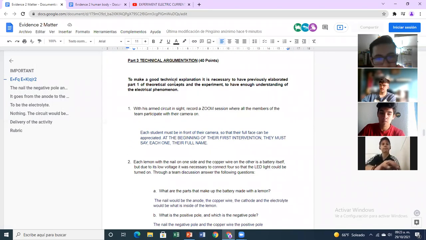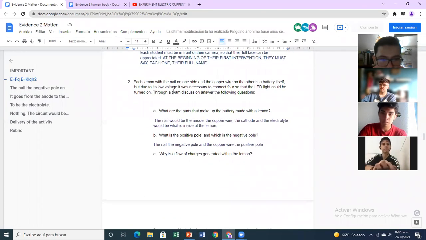Next, we are going to present the technical argumentation. My name is Diego. What are the parts that make up the battery made with a lemon? The nail will be the anode, the copper wire the cathode, and the electrolyte will be what is inside the lemon.